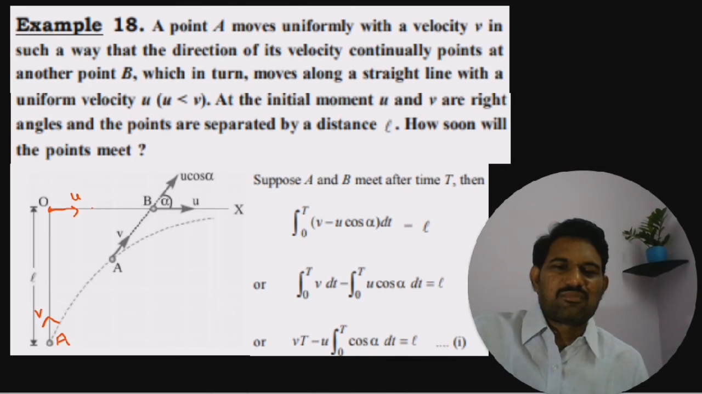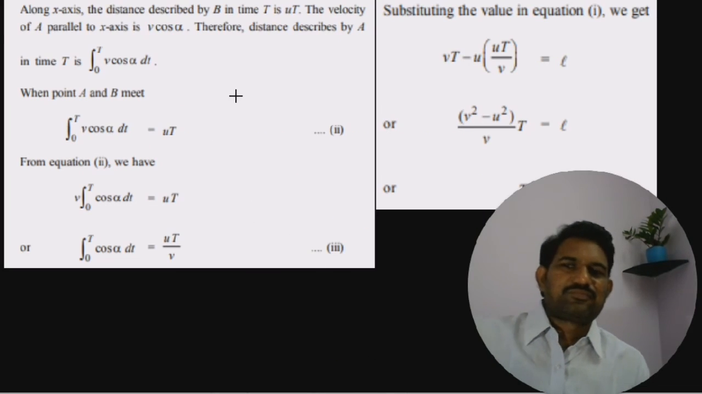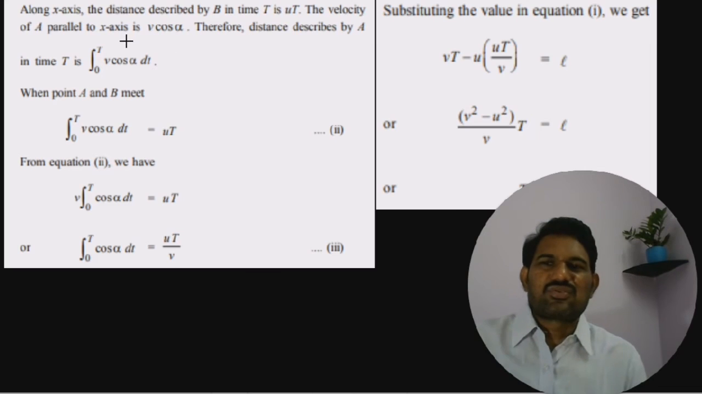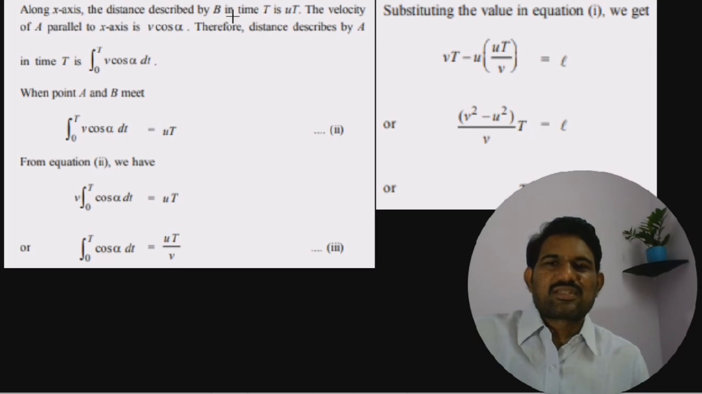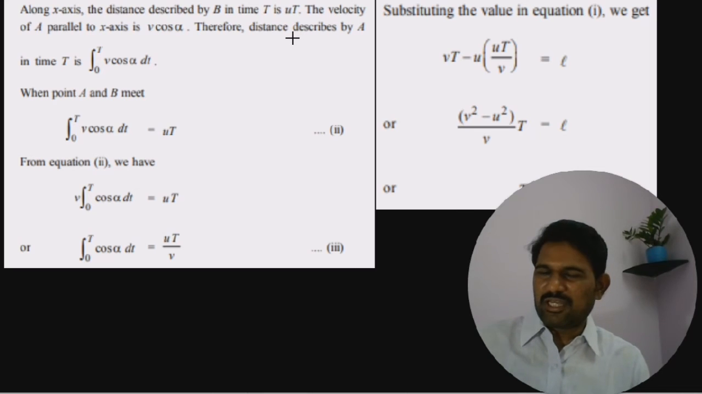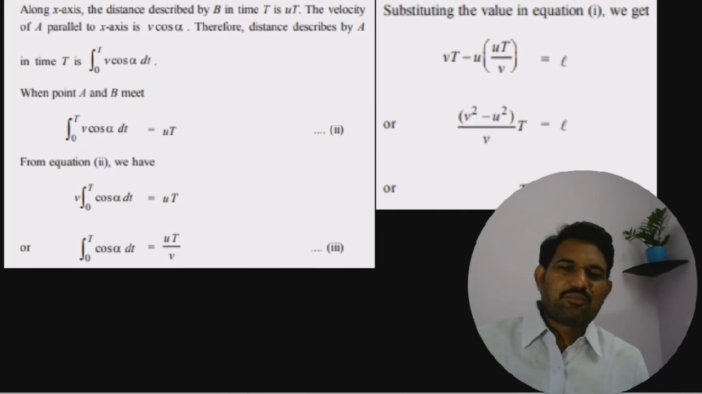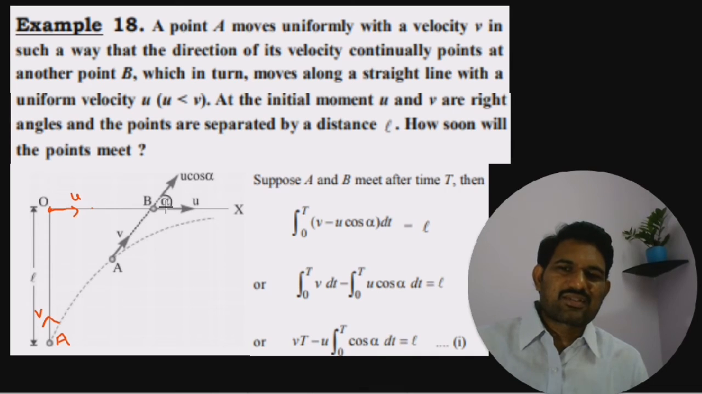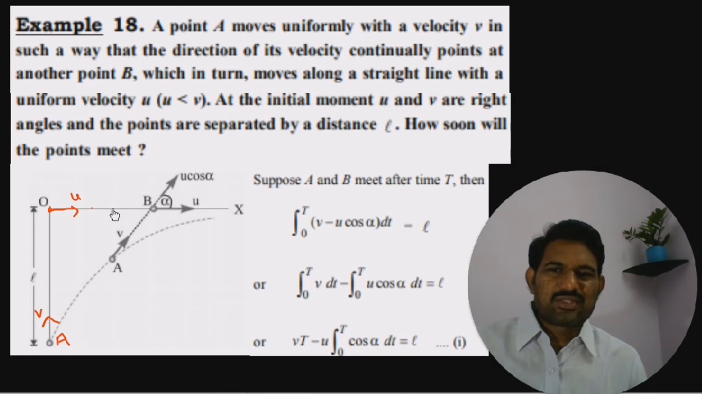And next what we will write is the distance travelled. So that means along the x-axis, the distance travelled by the particle b in the time t you can write here. That means only for the particle b, if you are taking that particle b is travelling only along this x-axis, the distance travelled you can write this as u into t, because it is travelling with the uniform velocity again.